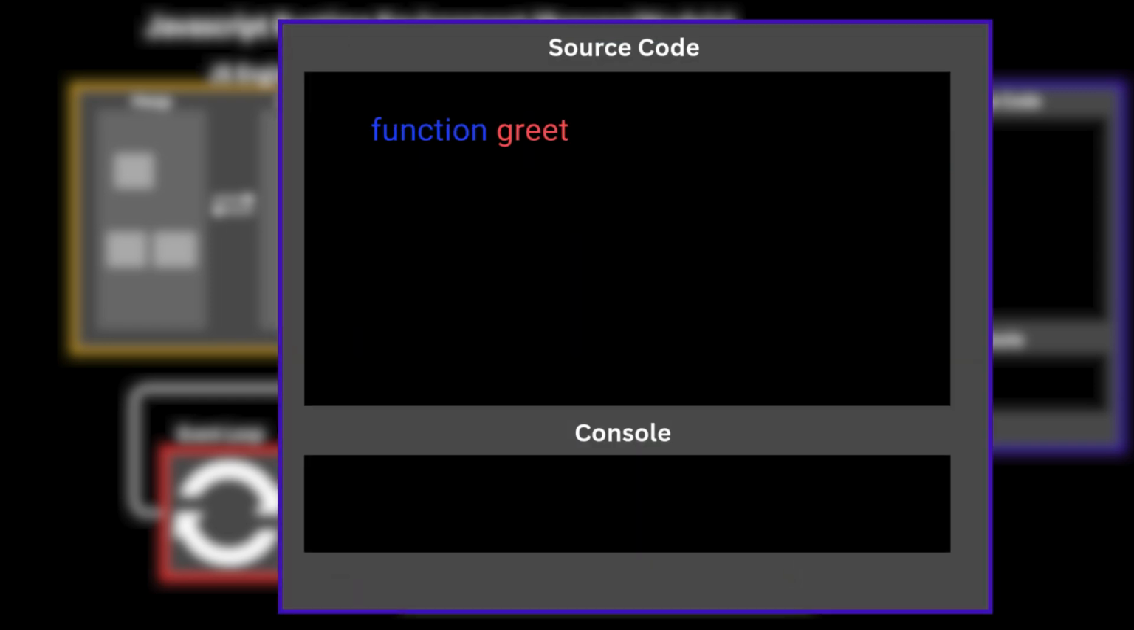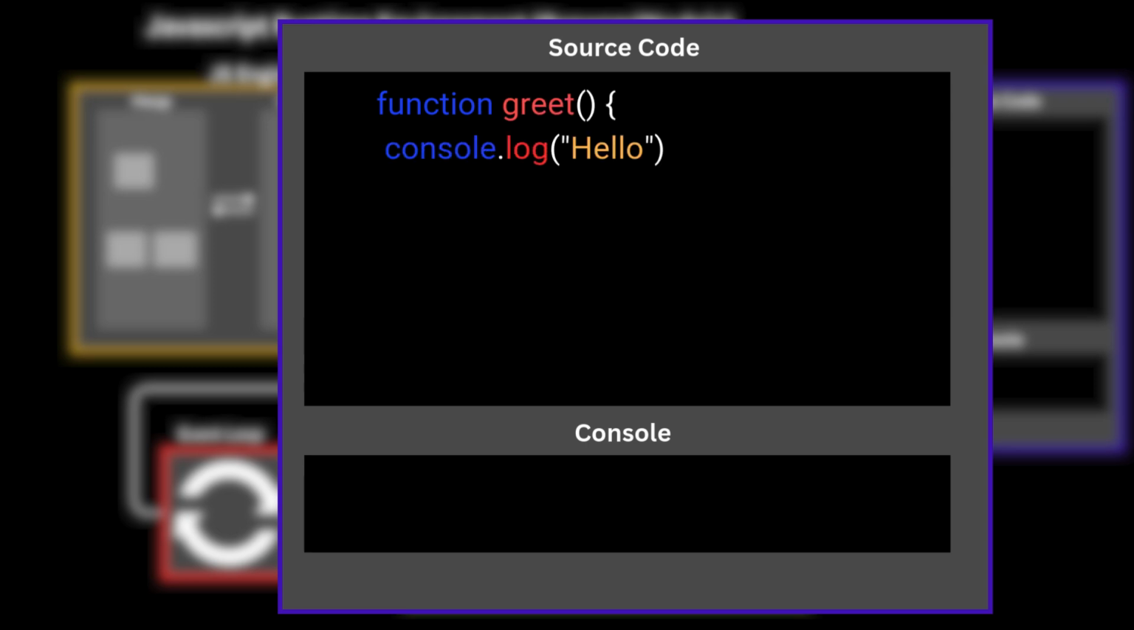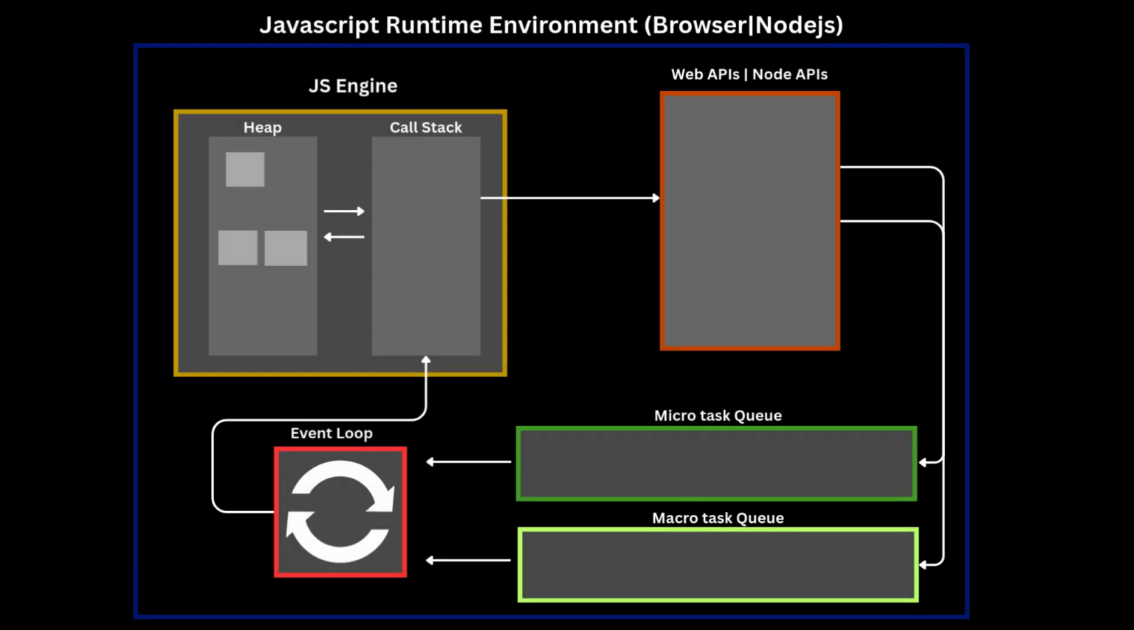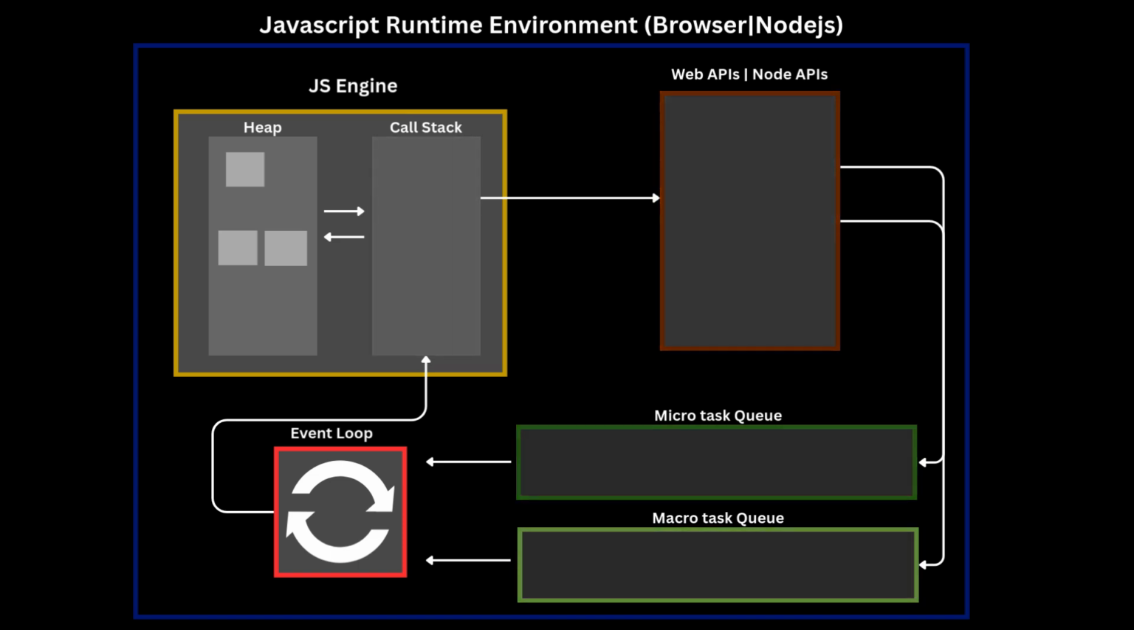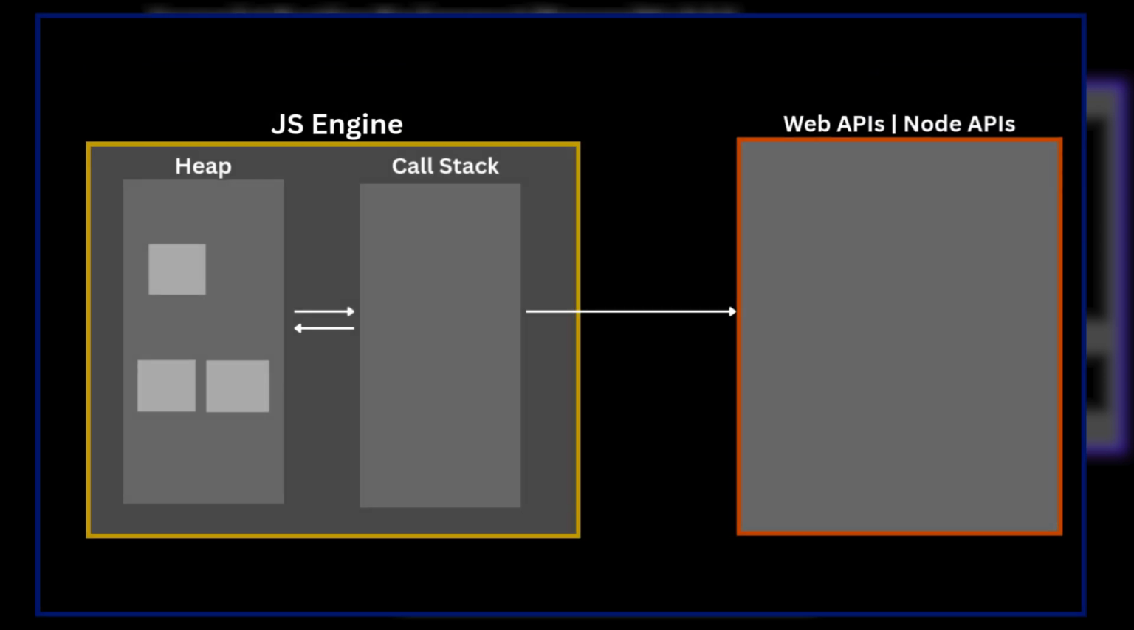When you write JavaScript code, it looks simple. You write a function, call it, and it runs. But behind the scenes, there's an entire system working together to make that happen. In this video, you will see how JavaScript actually runs your code, using the call stack, APIs, task queues, and the event loop.